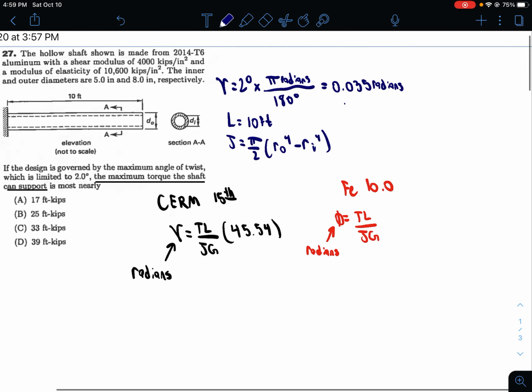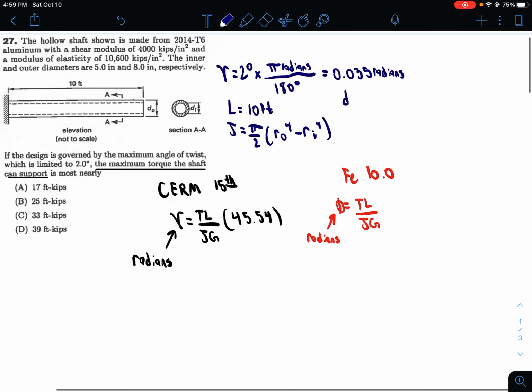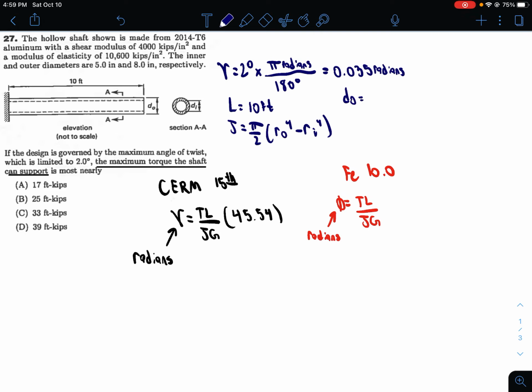So the diameter we have is diameter outer, which is 8 inches, diameter inner, which is 5 inches. Or I can say my radius outer is 4 inches, my radius inner is 2.5 inches. So that's what I have here now. G is my shear modulus, which in this case is 4,000 kips per square inch.